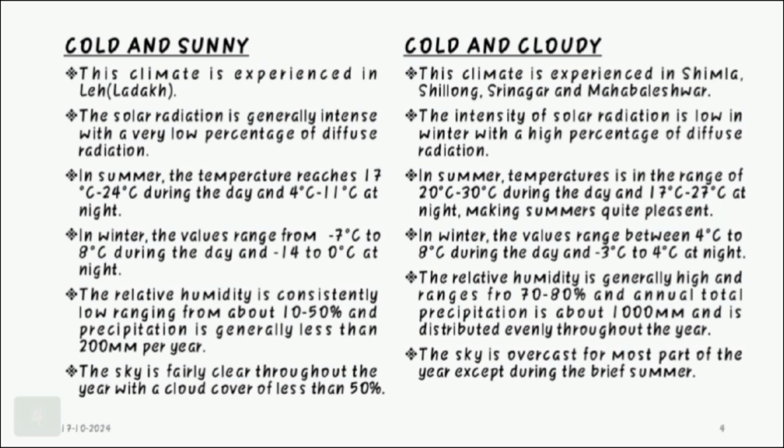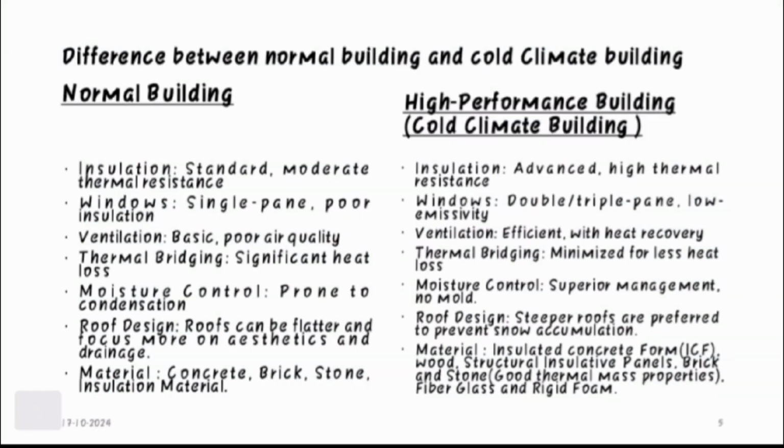But in cold and sunny, the sky is fairly clear throughout the year with a cloud cover of less than 50%. Under the cold and cloudy, the sky is overcast for most part of the year except during the brief summer. Now switch to next slide. I'll discuss the difference between normal building and cold climate building construction.